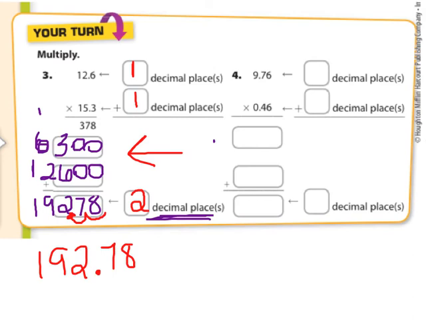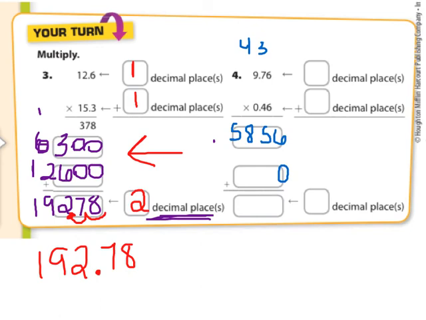Okay, let's look at number 4. 9 76 thousandths times 46 thousandths. And so let's go ahead and do our multiplication. 6 times 6 is 36. Carry our 3. 6 times 7 is 42, plus 3 is 45. 6 times 9 is 54, plus 4 would be 58. Okay, and then we add our 0 placeholder here.